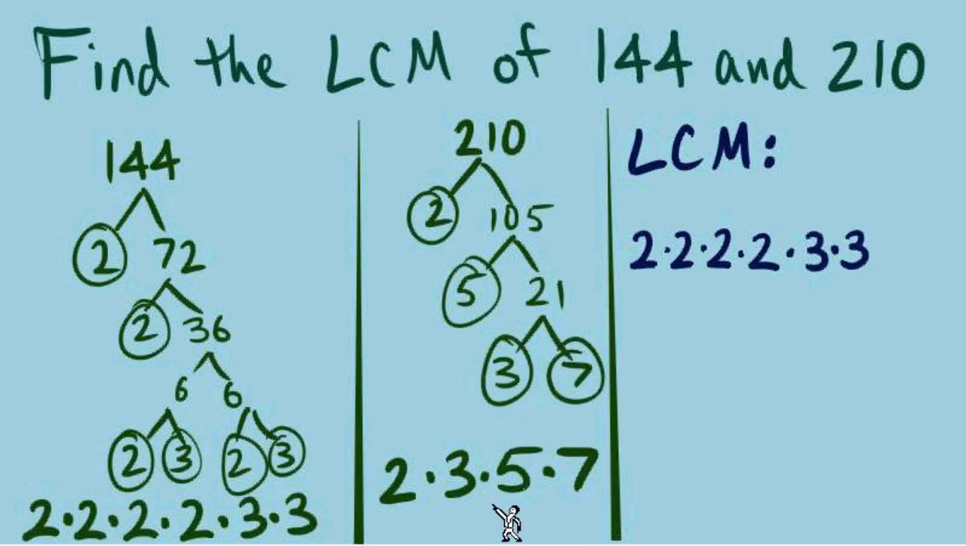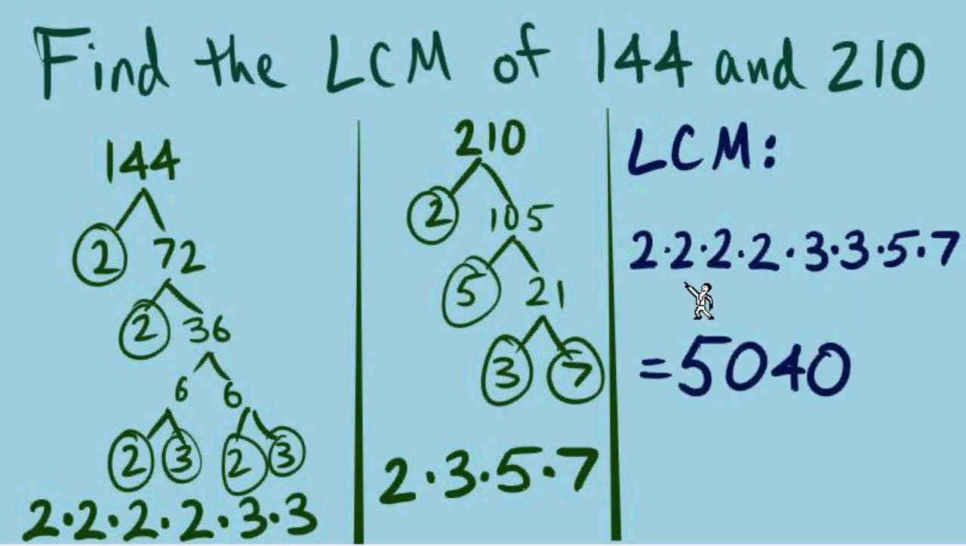5, there's a 5 on this tree but no 5 here. So we'll use the 1 5 and the 1 7. And then multiplying these numbers all together leads to 5,040.